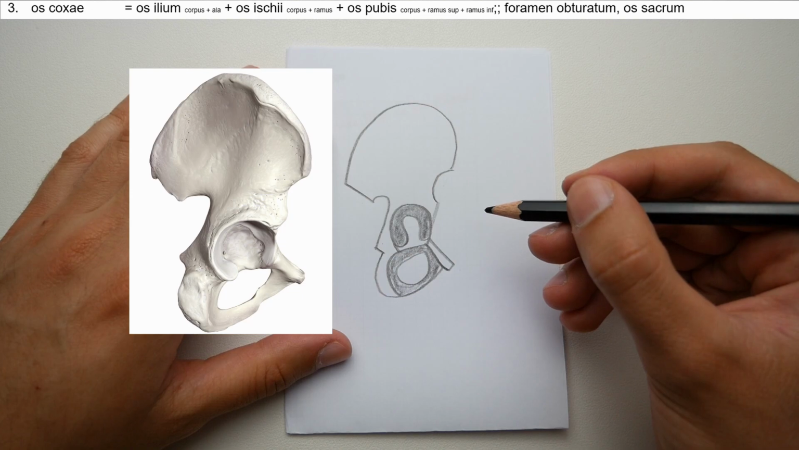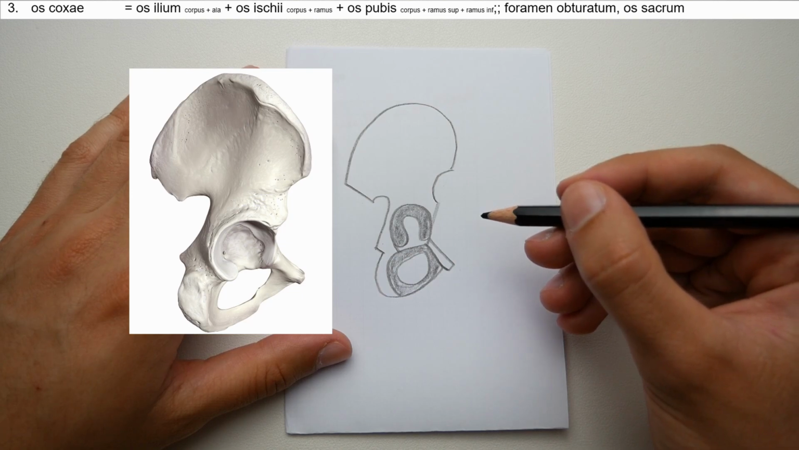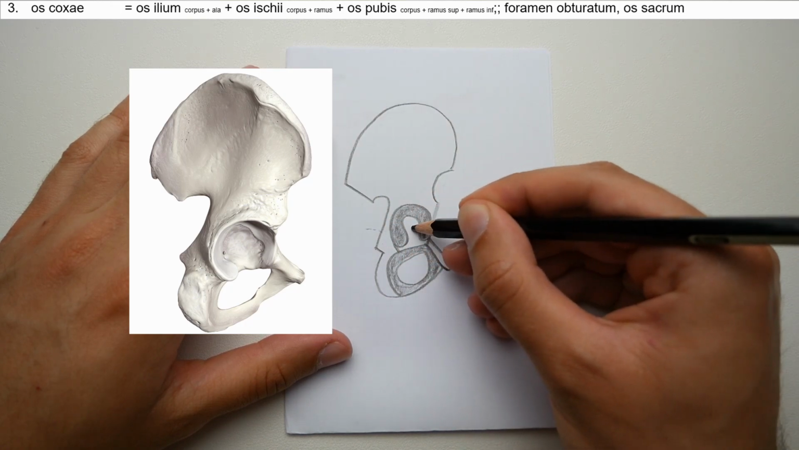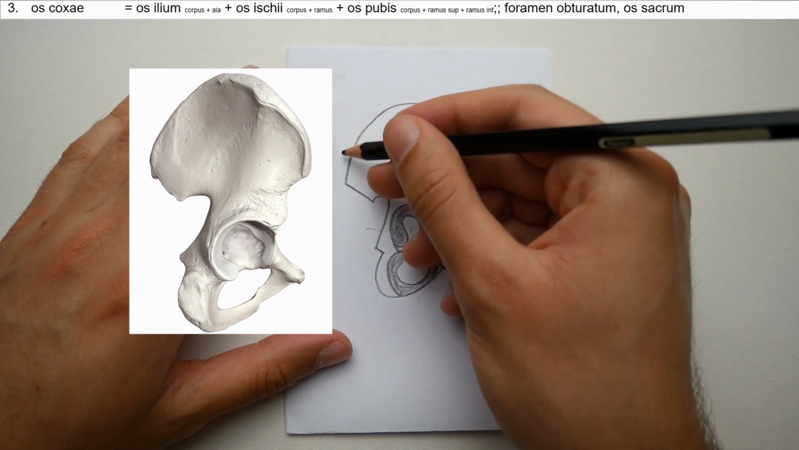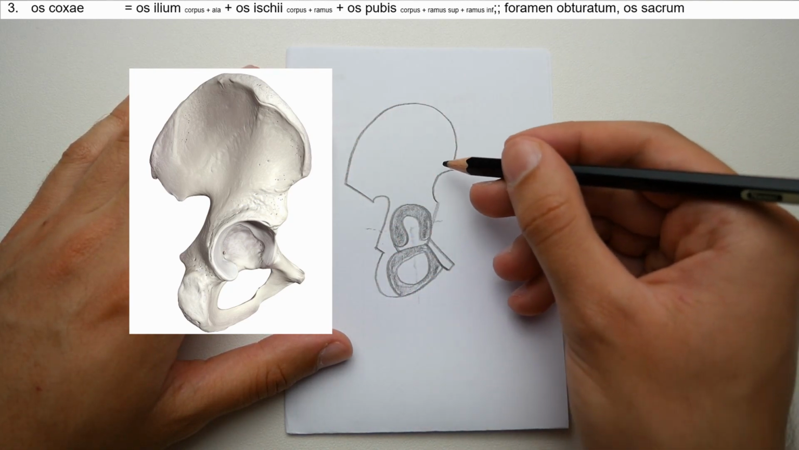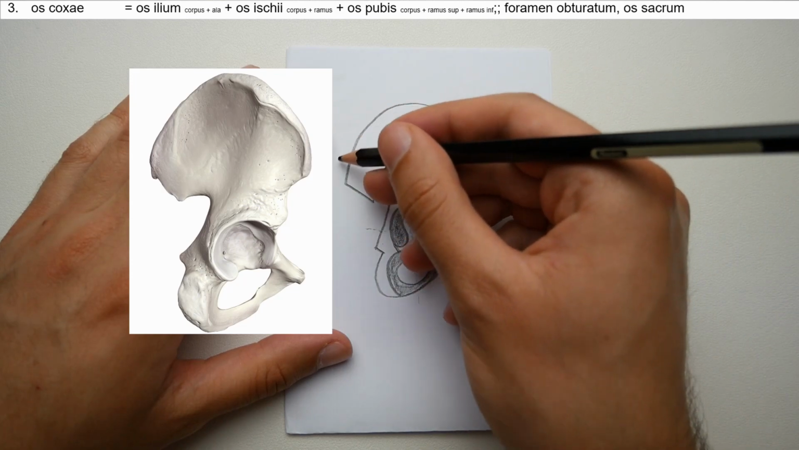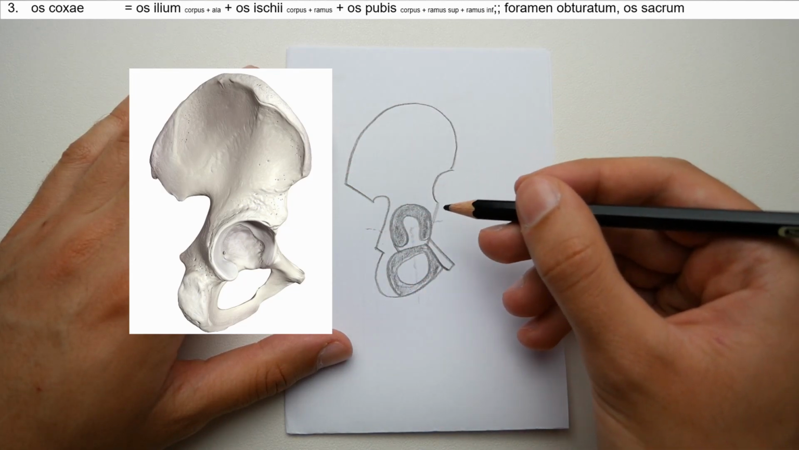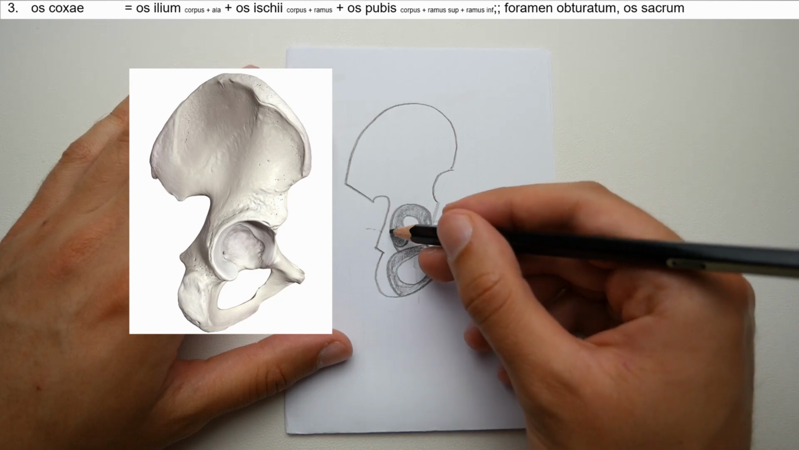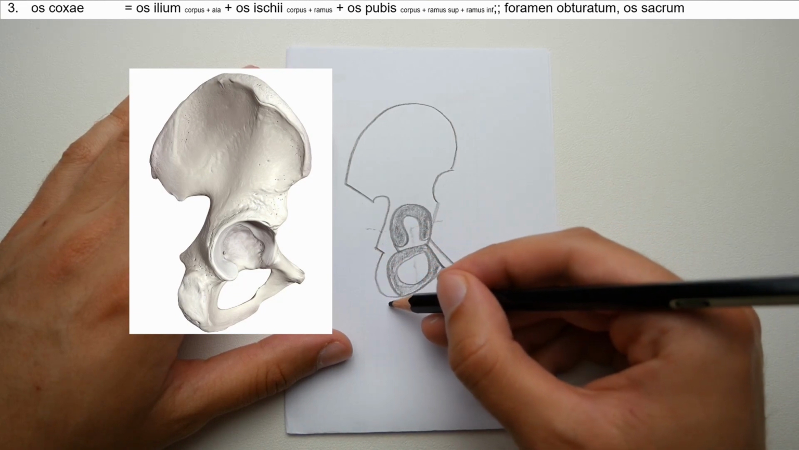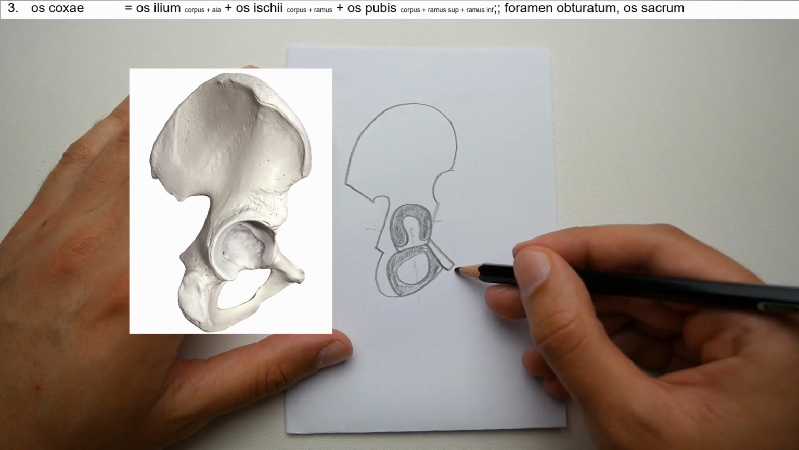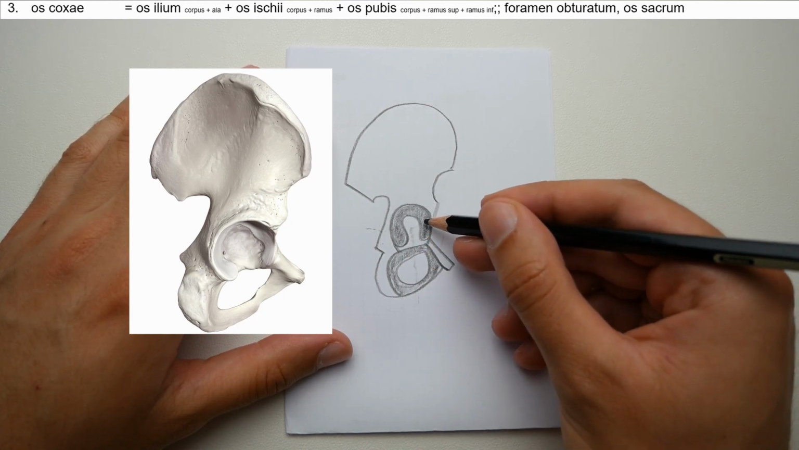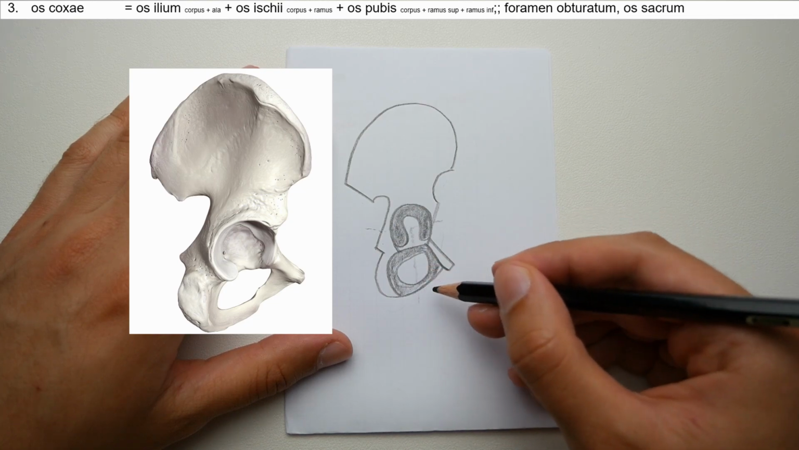Now that we have the most difficult part behind us, we go back to the anatomical terms. The os coxae consists of three bones: the os ilium, made up of corpus and ala, os ischii, made up of corpus and ramus, and os pubis, made up of corpus and ramus superior and inferior.